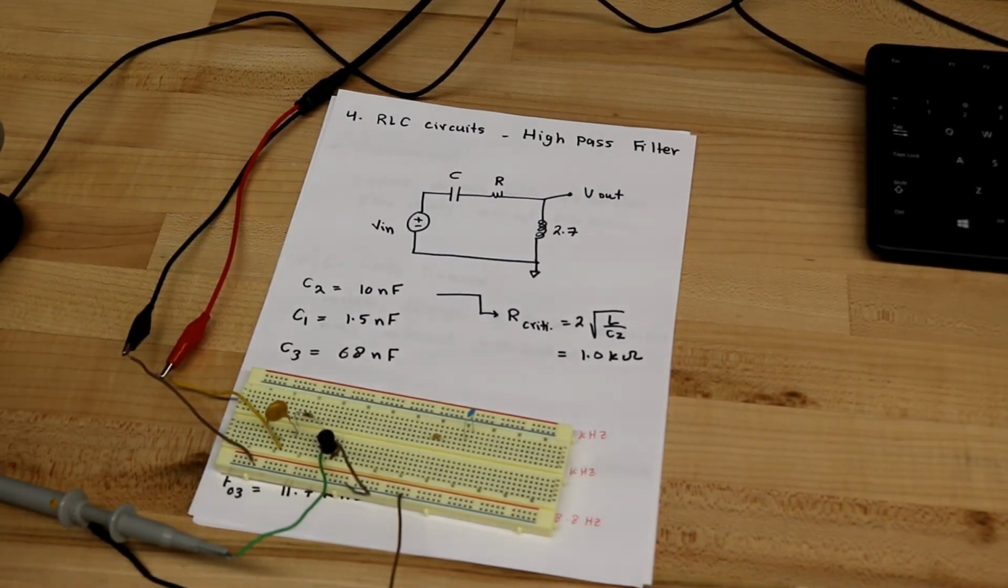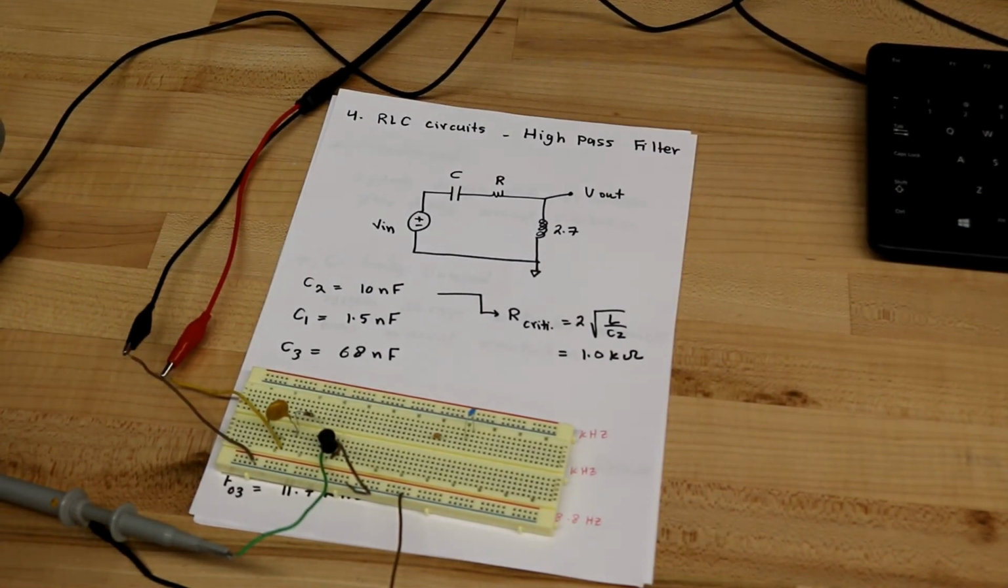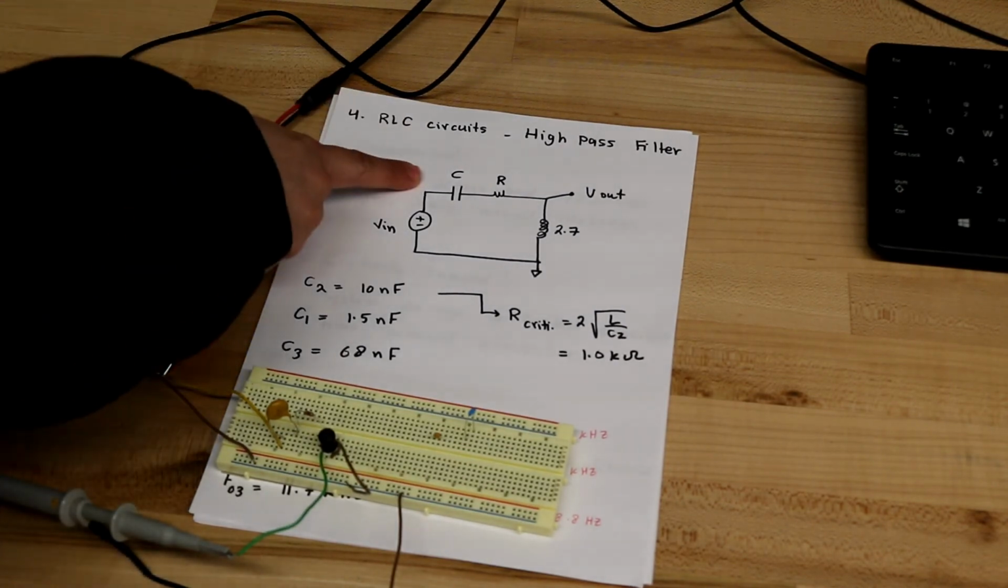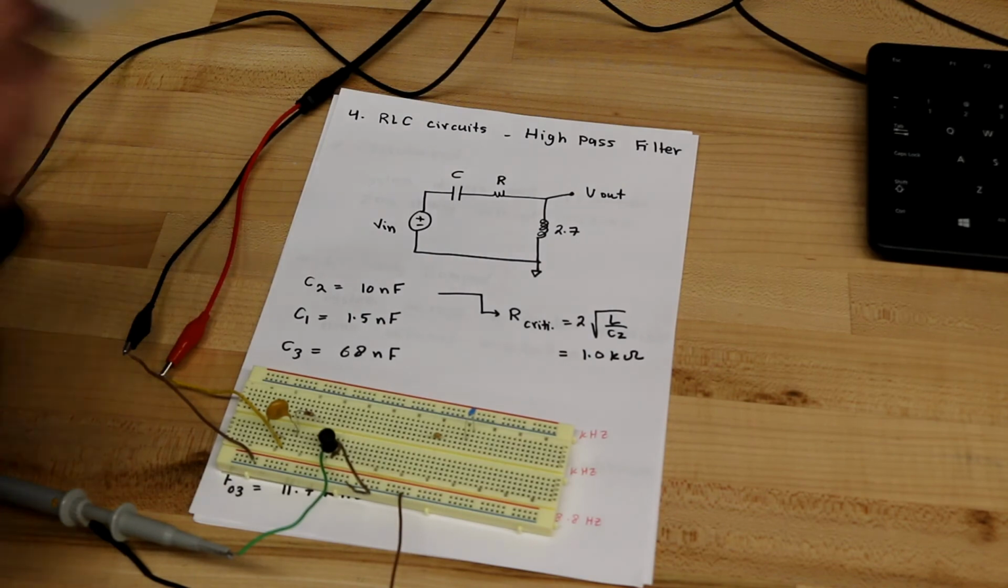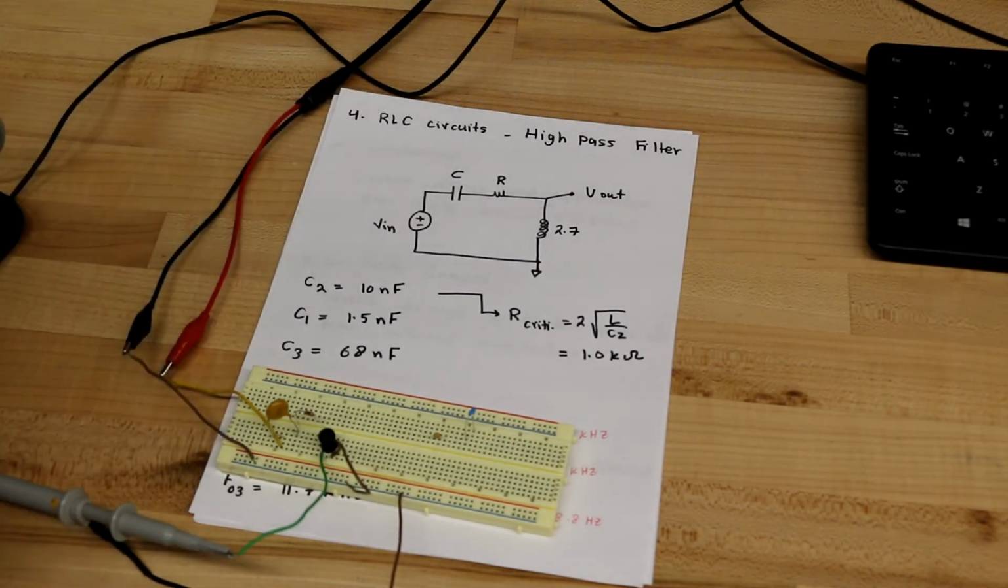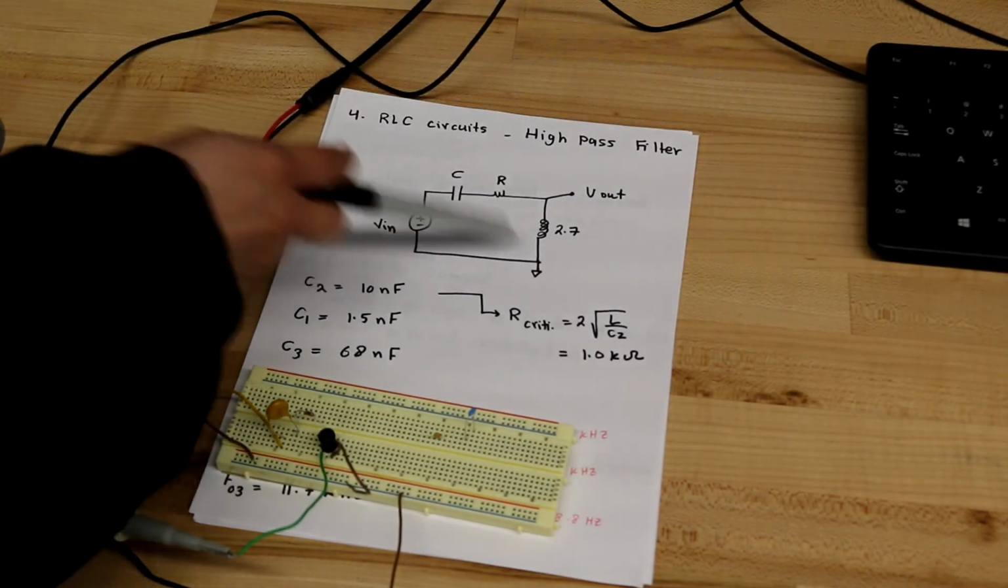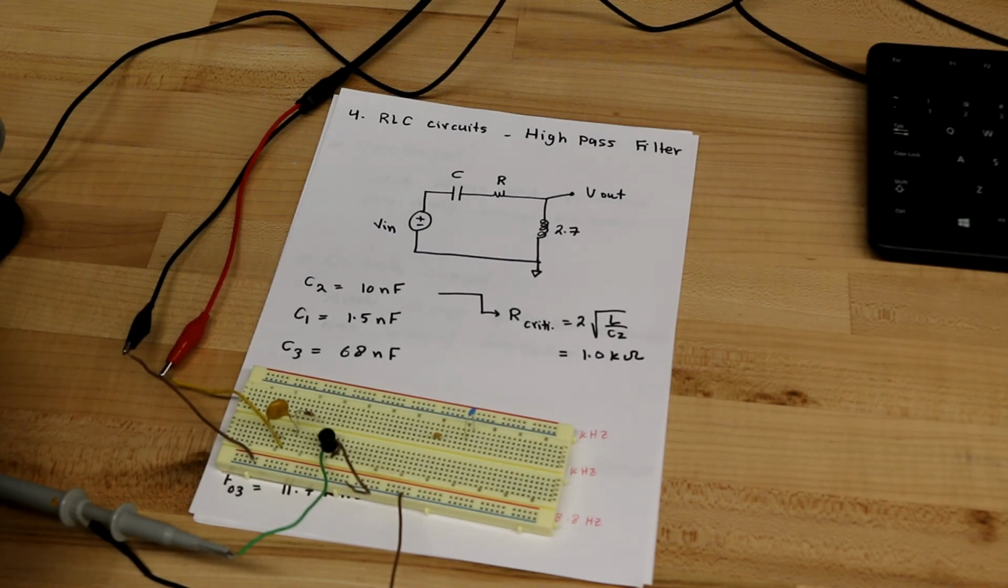Here's the last circuit of this lab, which is the RLC circuit, the high pass filter. So it's capacitor, resistor and inductor, and the output is across the inductor. For the inductor, the only option we have in the lab is the 2.7 millihenry.